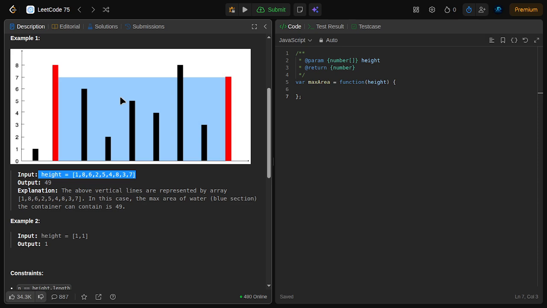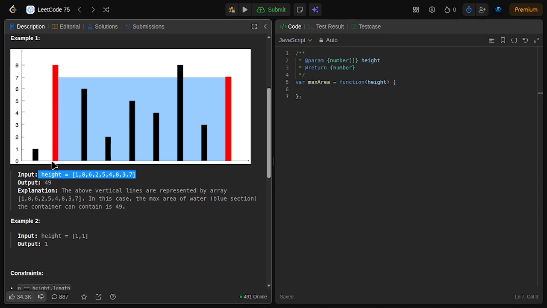Now we need to pick two lines such that they form a container. Like I pick the first one and this one. This can make a container, a sealed container. Here, this red one and this blue part is a sealed container, and this container should store the maximum water. And now we have to find out how much area this is.